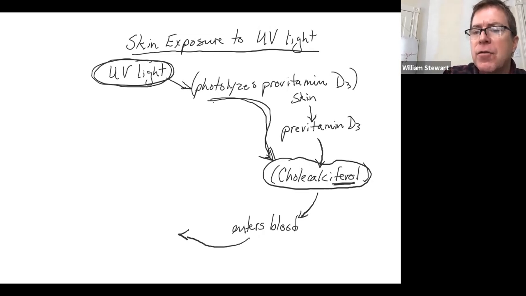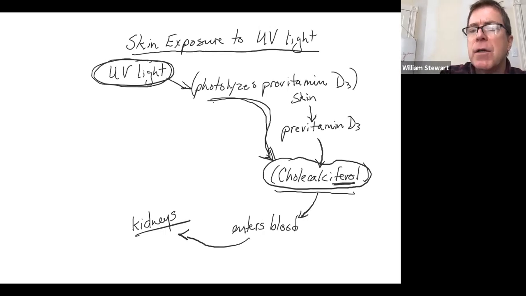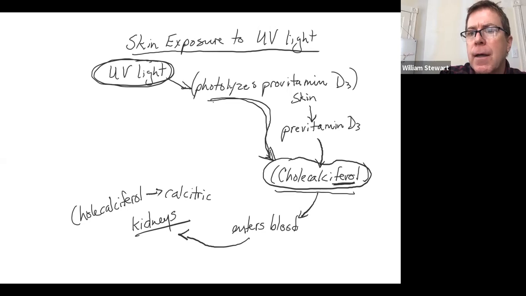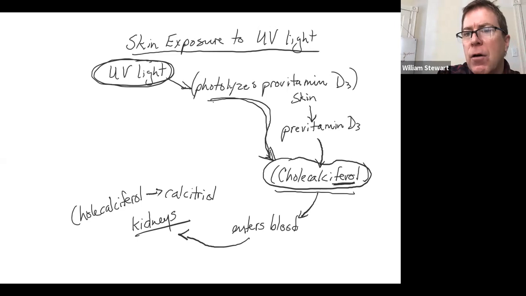and then it travels to the kidneys, where this cholecalciferol gets converted to calcitriol. So in the kidneys, cholecalciferol gets converted to calcitriol. This is what you and I call vitamin D. This is the active form.